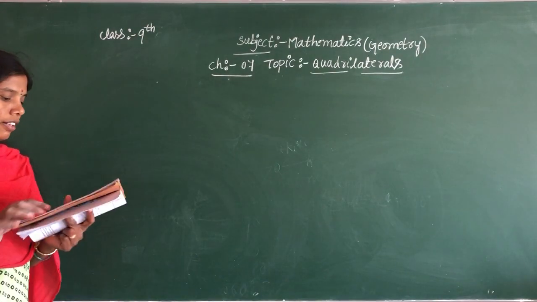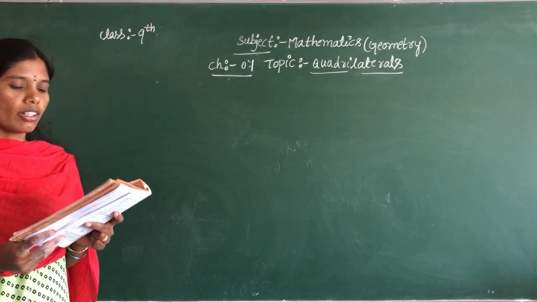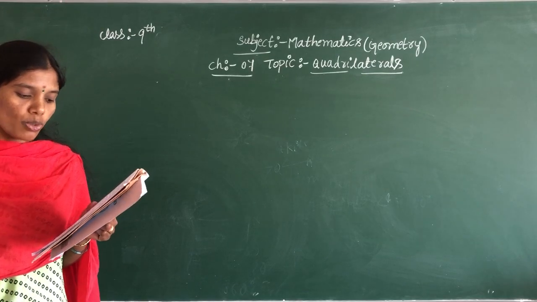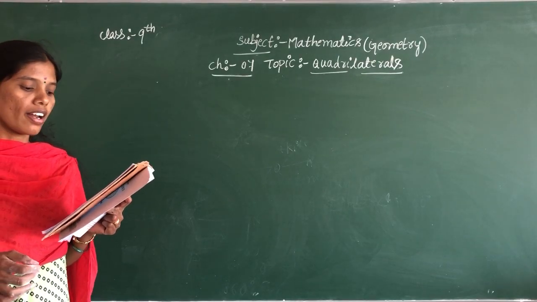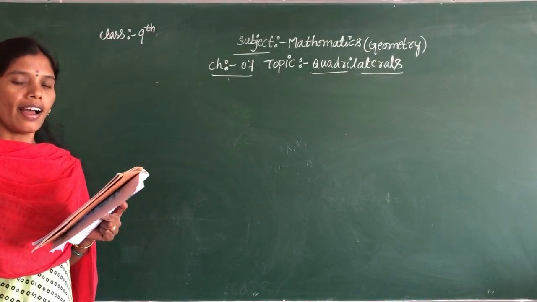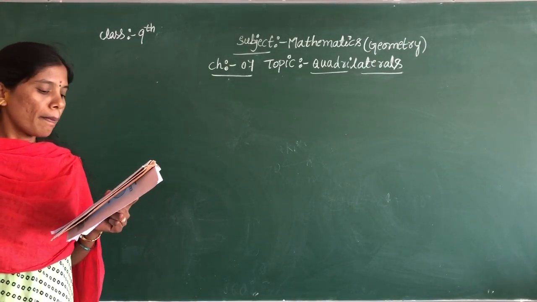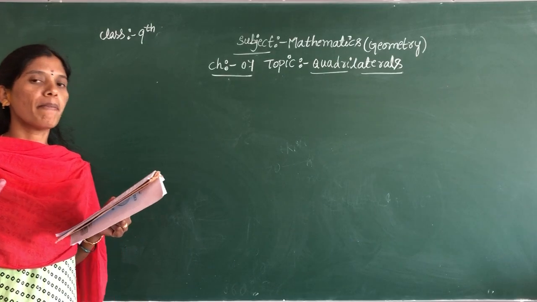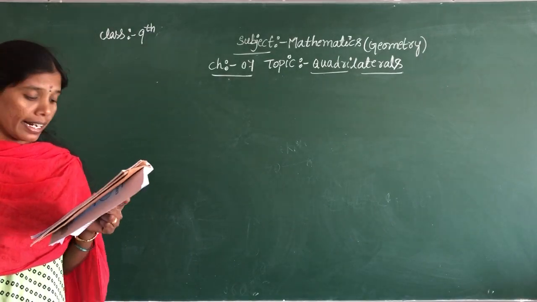Next, what is that, children? So I will explain that. A square is a rectangle and also a rhombus. Square is one of the rectangle and rhombus. Okay, a parallelogram is a trapezium. Parallelogram is one of the trapezium.